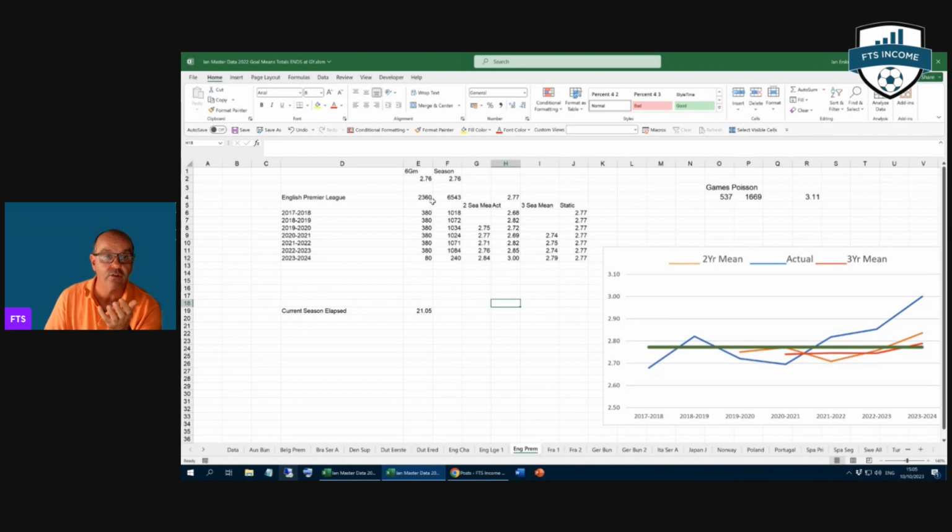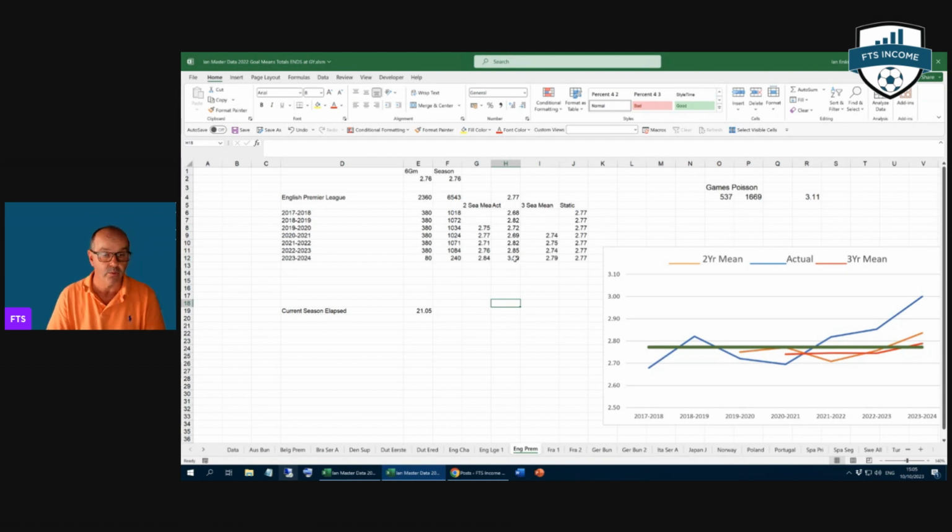In those 2,360 Premier League games, we've got 6,543 goals, an average of 2.77 goals per game. So that's our static figure, which goes along that axis there, the green line. Then we've got league by league how many goals per game. In 2017-18, it's 2.68. You'll see we're currently at, for the first time in the Premier League, over 3 goals per game.